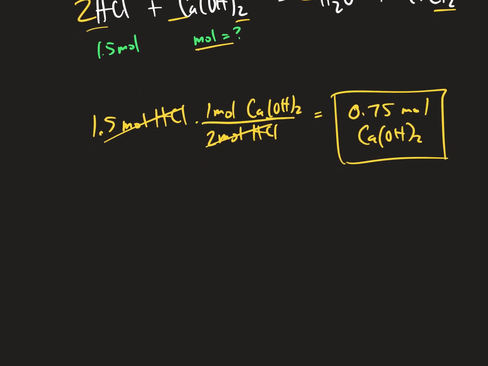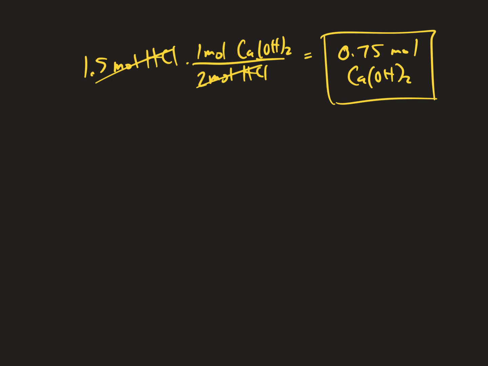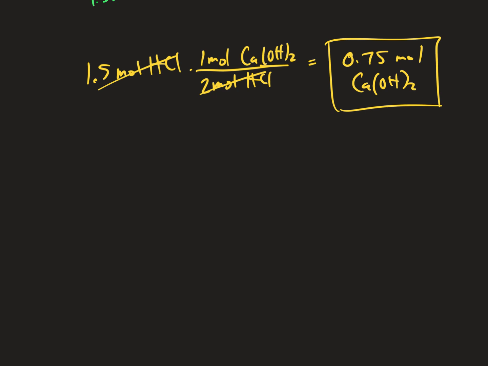All right, you ready to spice it up? Should we keep it a little bit simpler? Still simple, but a little bit more than that. We're not spicing it up yet. We'll just go to the next step. Here we go. So let's say instead of 1.5 moles, we have 39 grams of HCl, and we want to find out how many grams of calcium hydroxide is needed to completely react with it.